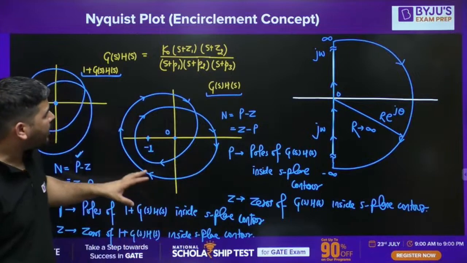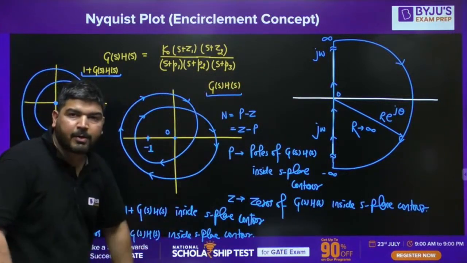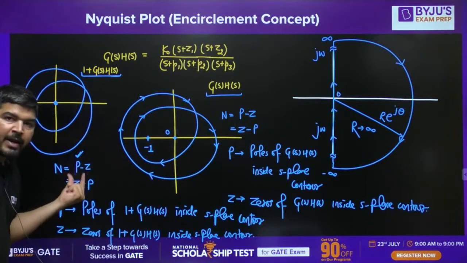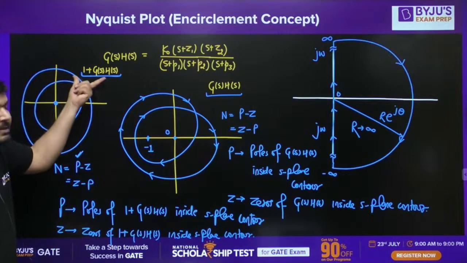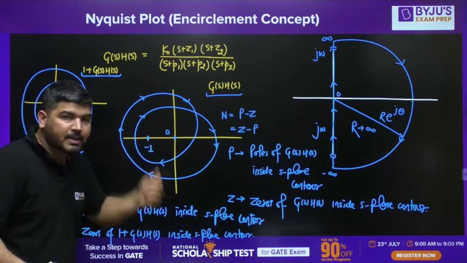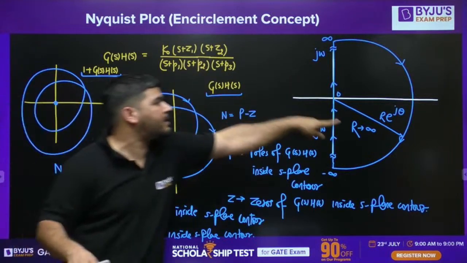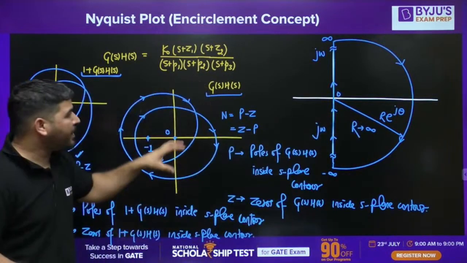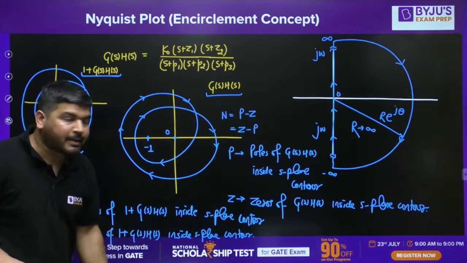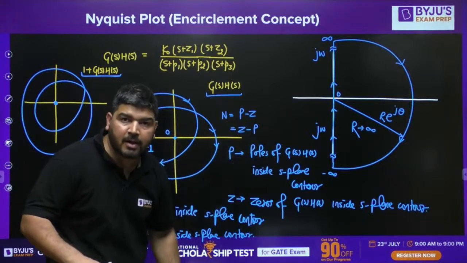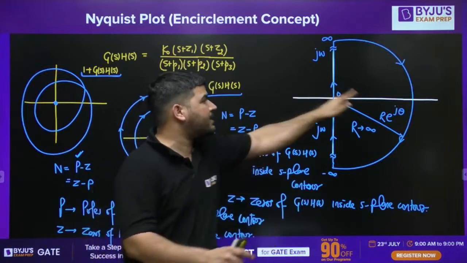So what we are doing is, we are going to map this S plane contour into the G(s)H(s) plane, and we'll look at the encirclement of -1. That encirclement will be P minus Z or Z minus P. Now this P and Z are the poles and zeros of 1 plus G(s)H(s), because you are looking at the encirclement of minus 1. It means you have to check the poles and zeros of 1 plus G(s)H(s) inside this contour. And if you are mapping this S-plane contour into G(s)H(s) and looking at the encirclement of origin, then the encirclement formula will be P minus Z or Z minus P. Now this P and Z are the poles and zeros of G(s)H(s) inside this S-plane contour.